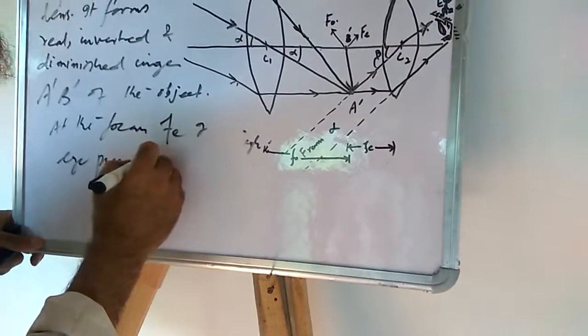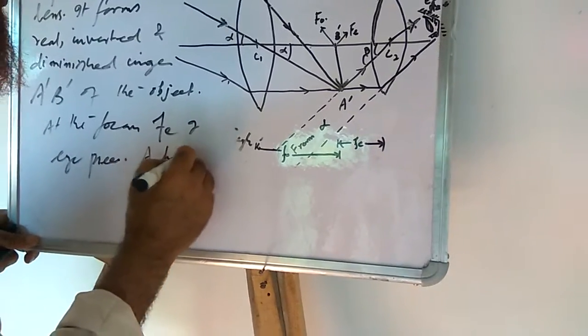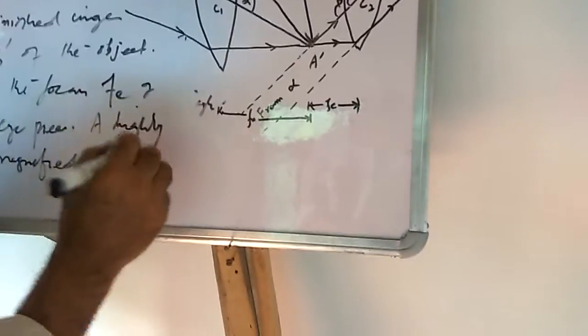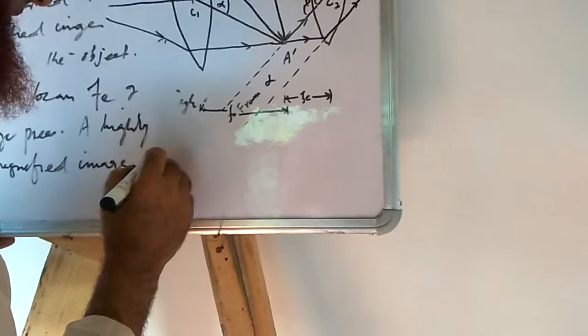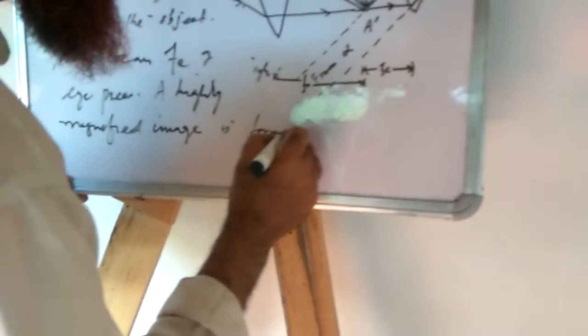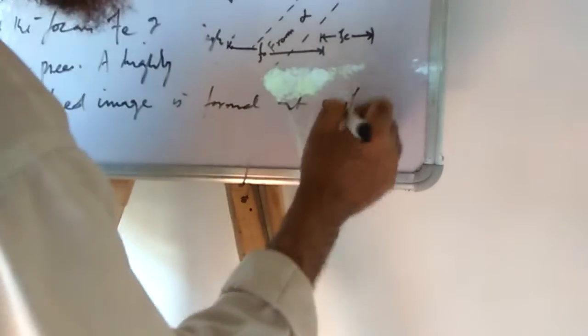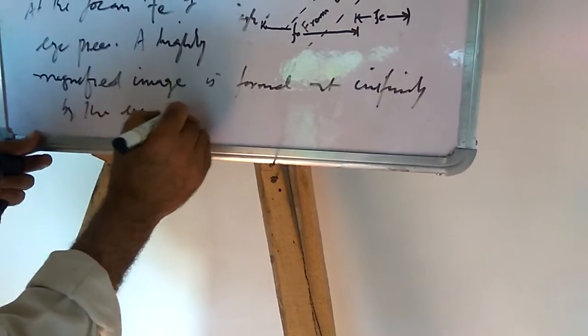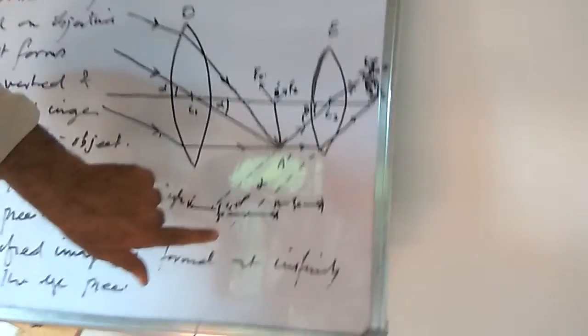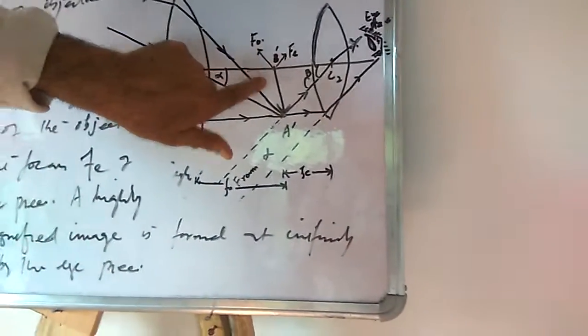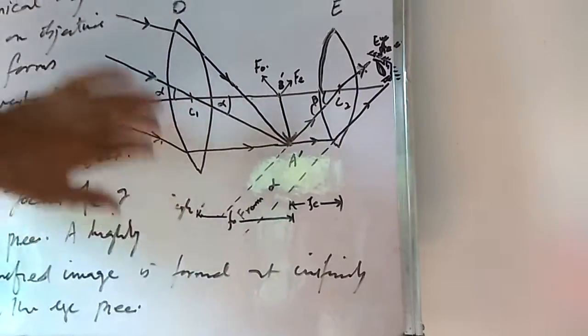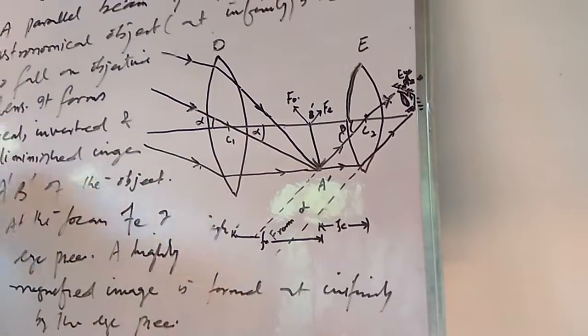That means a highly magnified image is formed at infinity by the eyepiece. Now dear students, look here, the image which is formed at infinity is erect with respect to A dash B dash and inverted with respect to the object which is at infinity.